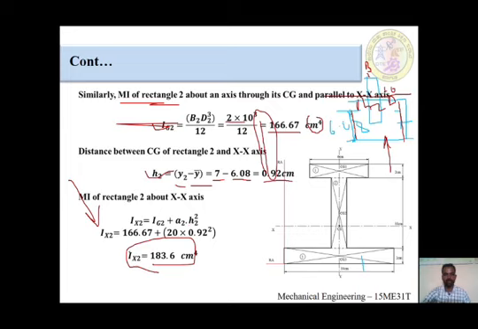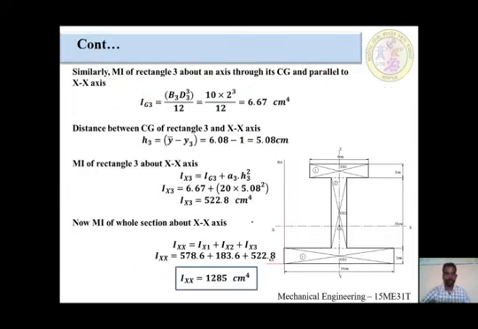Ig2, we got 166.67 plus A2 value, which is 20, into H2 value, which is 0.92. After putting these values in the calculator, we will get 183.6 centimeter raised to 4. The unit of moment of inertia is centimeter raised to 4. Okay, up to here we would have understood very well.